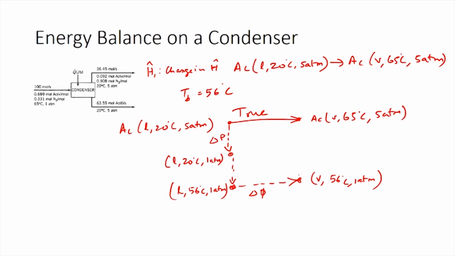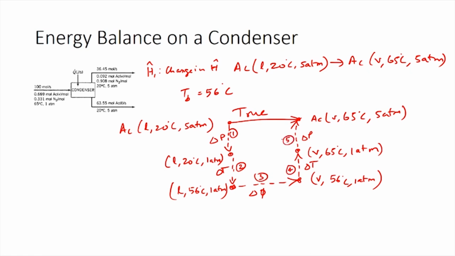From here you have to increase the temperature to vapor at 65 degrees Celsius and 1 atmosphere. So, here you have only delta T, and the last step is only delta P reaching acetone vapor at 65 degrees Celsius and 5 atmospheres. Now, we have built a hypothetical path where there are 5 steps. The first step is delta P, second step is delta T, third step is delta phi or phase change, fourth step is again delta T, fifth step is delta P.